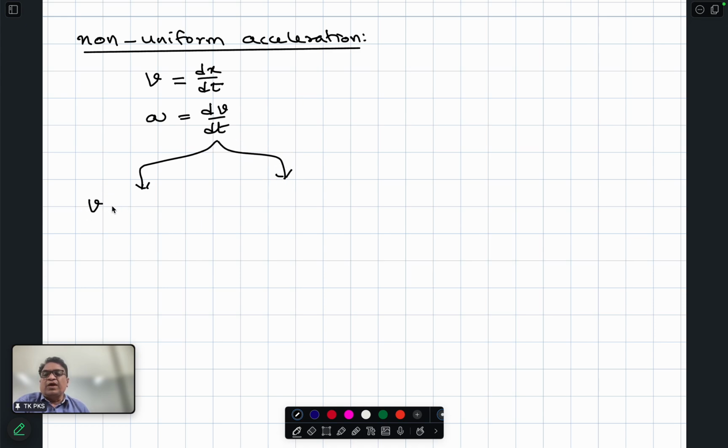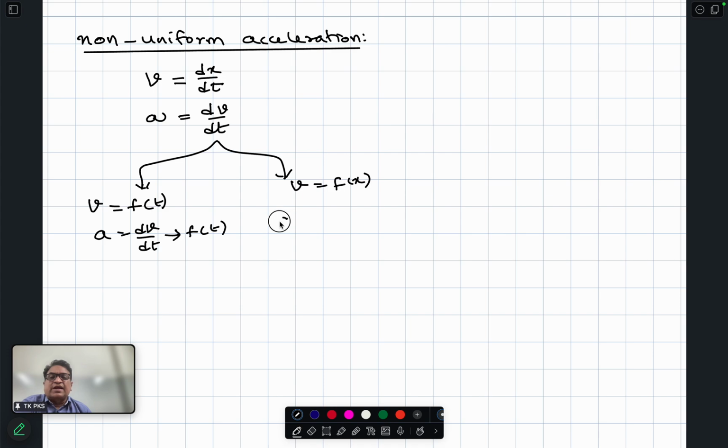One, maybe v will be given as a function of time, and your acceleration is obtained by dv by dt, which is again a function of time. Another thing, v may be given as a function of x. Remember, on the left-hand side, v is a function of time, for example, f is equal to 3t square minus 2t plus 5, something like that. Or f is equal to 3x square minus 4x, something like that.